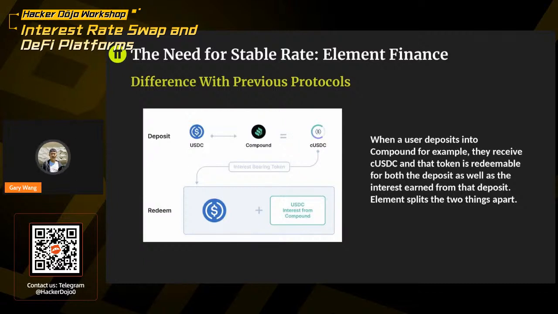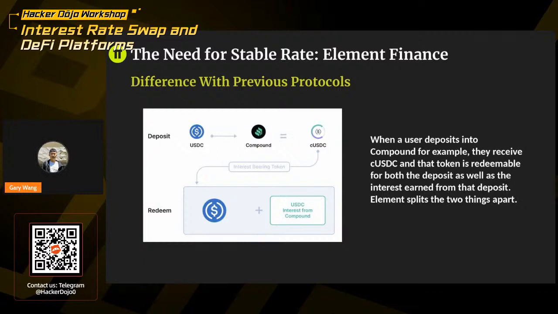The difference between Element Finance and previous protocols is that when a user deposits into Compound, for example, the Compound protocol is another lending protocol, just like Aave, and acts similarly to Aave. So they will receive cUSDC, a token that is redeemable for both the deposit as well as the interest earned from the deposit. So the Compound protocol, in other words, would only mint one token for the user, that is cUSDC, that represents both the interest and the base token that the user deposits.